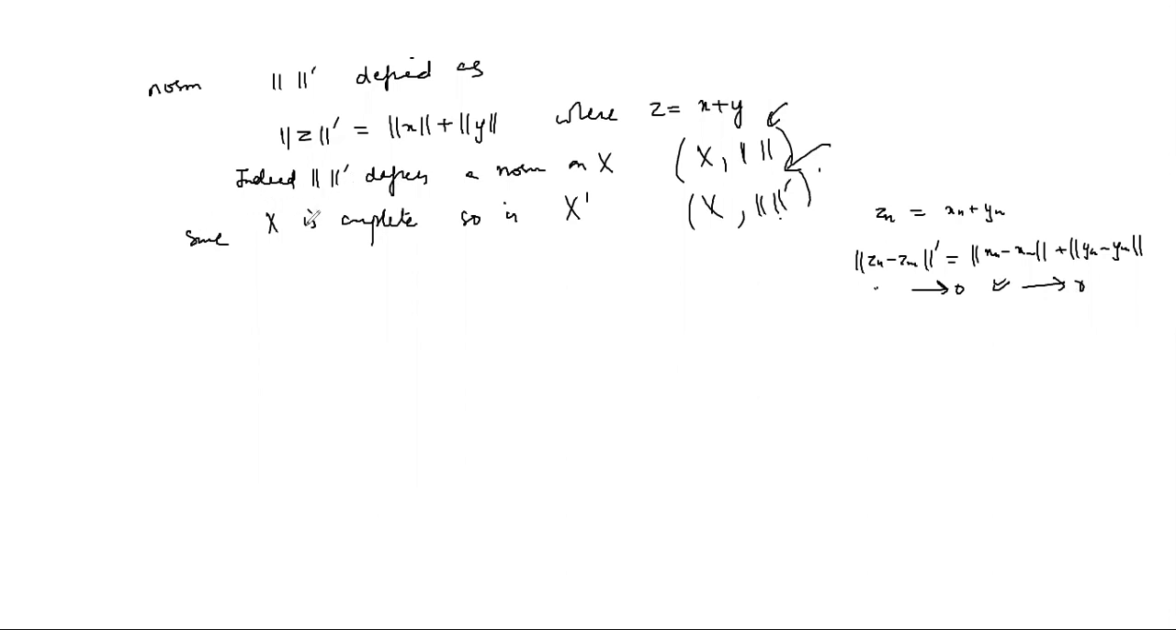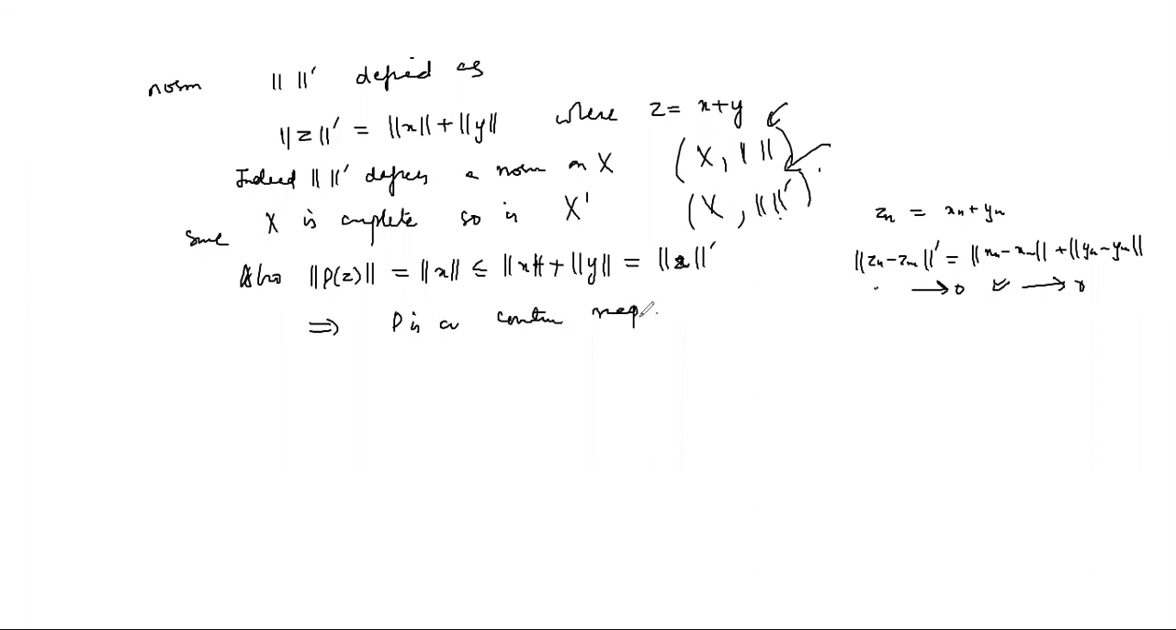Okay. Also, norm of p of z is equal to norm of x, but this would be less than or equal to norm of x plus, because I am adding a positive quantity, but that is the definition of this prime norm, norm of z prime, which implies that p is a continuous map. P is a continuous map of x prime to x, if I think of p as a map from the same space but with different norms.